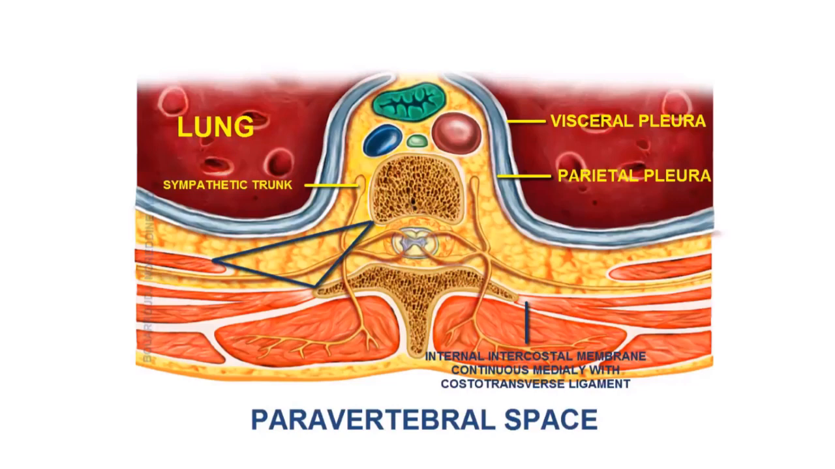Thoracic paravertebral space communicates with, medially, epidural space; laterally, intercostal space; superiorly, cervical paravertebral space; and inferiorly, limited spread due to the origins of the psoas major muscle.